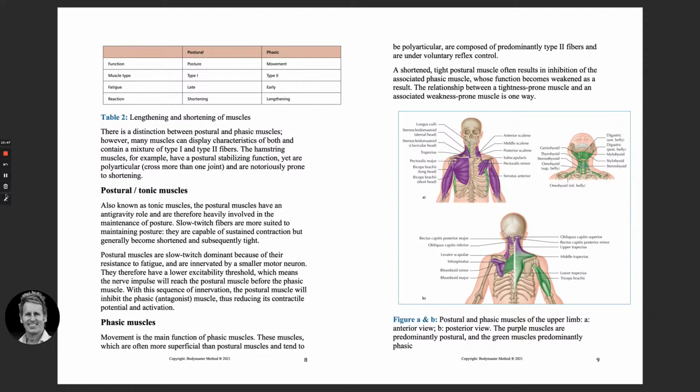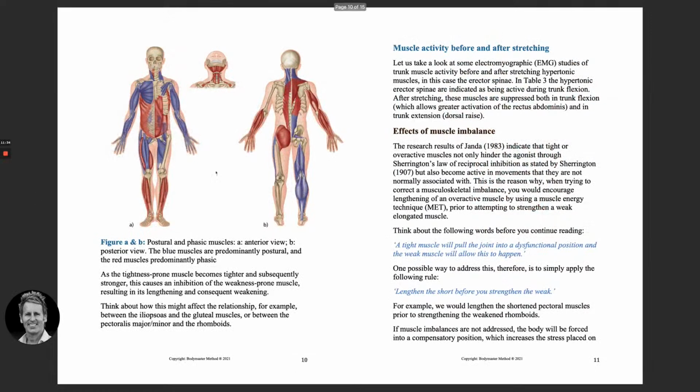There are some pictures here, like a table. So it follows like a trait. A postural muscle relates to posture, a phasic muscle relates to movement. You can see that they're different types. But the important thing is that as a reaction to position, i.e. posture, over time, the postural muscles have a tendency to shorten, whilst the phasic muscles have a tendency to lengthen. So these become short and tight, and these become long and weak. You can have a read of all the details in here. The purple muscles on this side relate to the postural muscles, and the green relate to the phasic. Moving on.